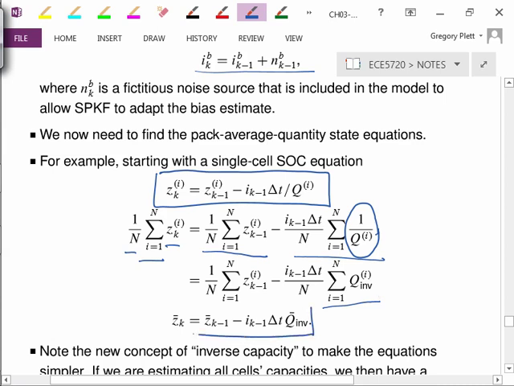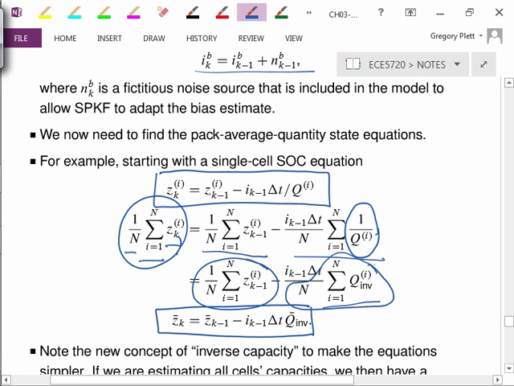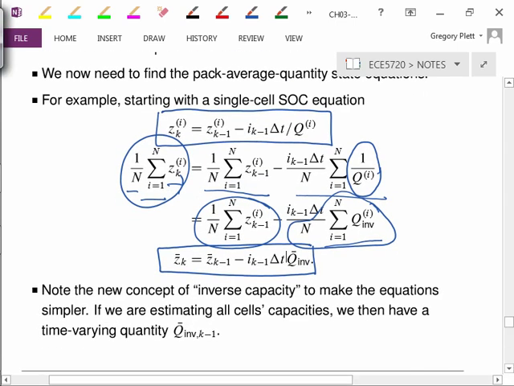And then that gives us this equation, that this by definition is the pack average SOC at time k. This by definition is the pack average SOC at time k minus 1. And that by definition is the pack average inverse capacity. And we could even put a time index on there if we wanted to, although here I didn't do that. So we have an equation now for state of charge. That is our state equation for that one particular state. This inverse capacity concept makes the equation simpler.